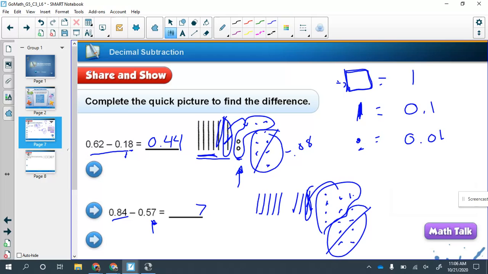And then I come over here, and now I need to cross off 5/10ths. Well, I grouped these together, so I know that there are 5 of them right there, which leaves me with 2/10ths that haven't been crossed off. And so the answer to 84 hundredths minus 57 hundredths is 27 hundredths.